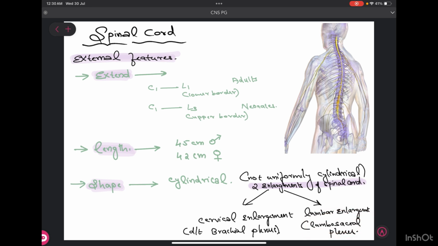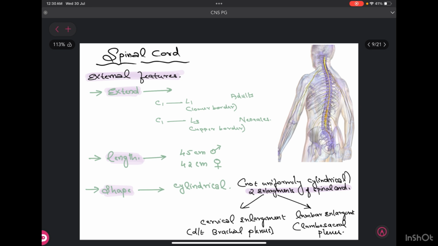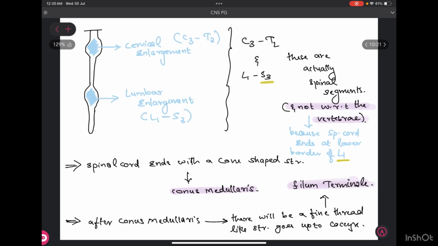For the external features, we talked about the extent, which is different for adults and neonates, the length, which is different for males and females, and the shape, which is cylindrical but has two enlargements due to the brachial plexus and the lumbosacral plexus. Moving on to the next. This is the cervical enlargement. The extent of the cervical enlargement is from C3 to T2. In the case of the lumbar enlargement, it is from L1 to S3.